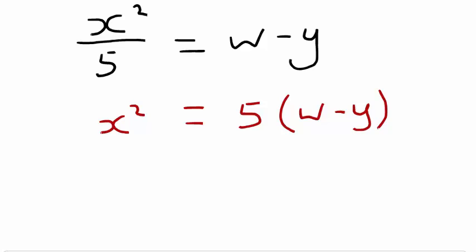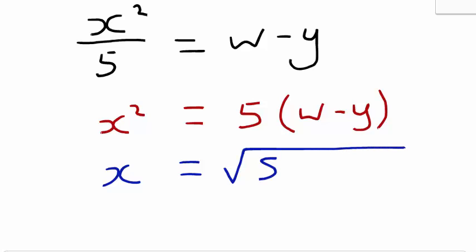Now we simply want to remove the square from this side. So the square root of x squared is x, and that means we need to square root this side, so that's the square root of 5 multiplied by w minus y. And that's the answer to the first one.